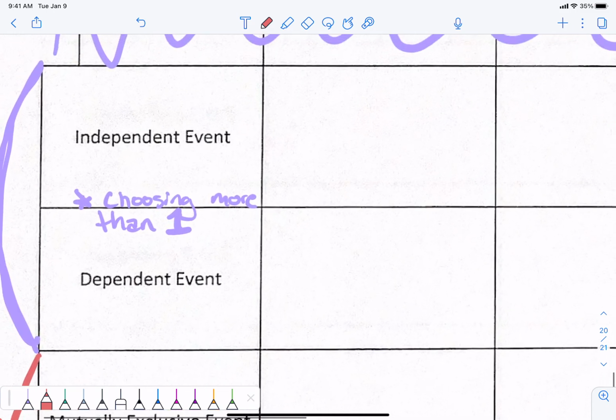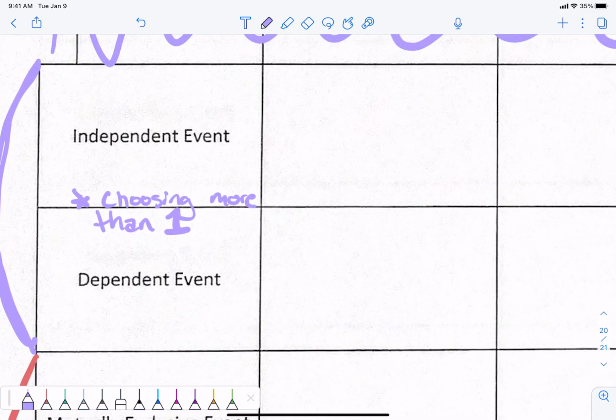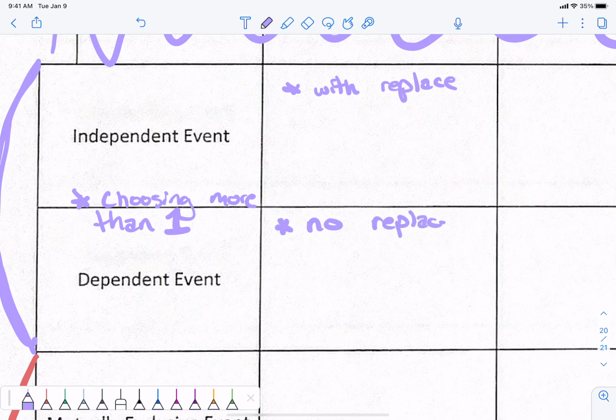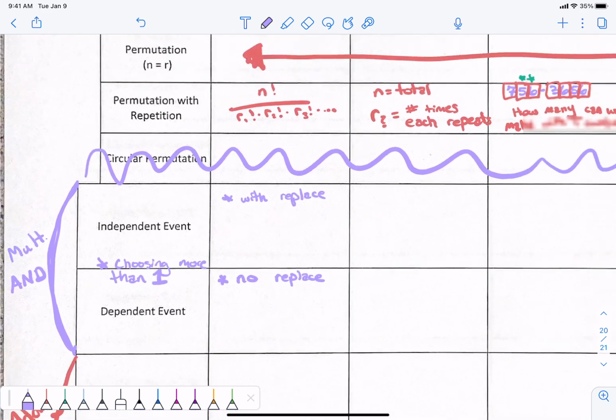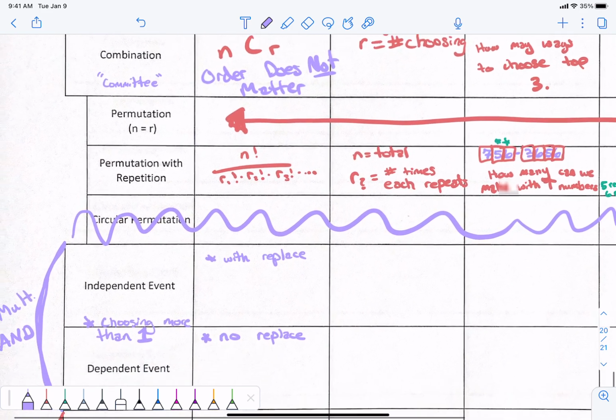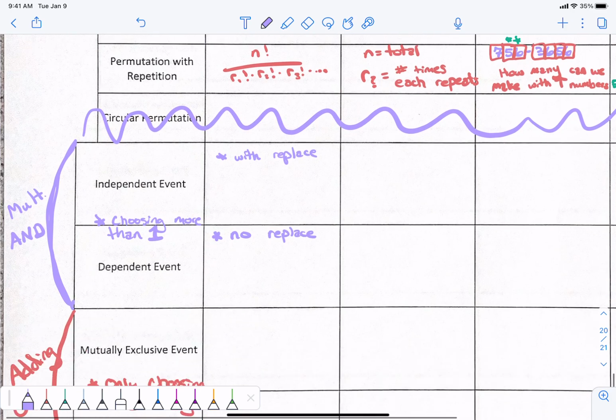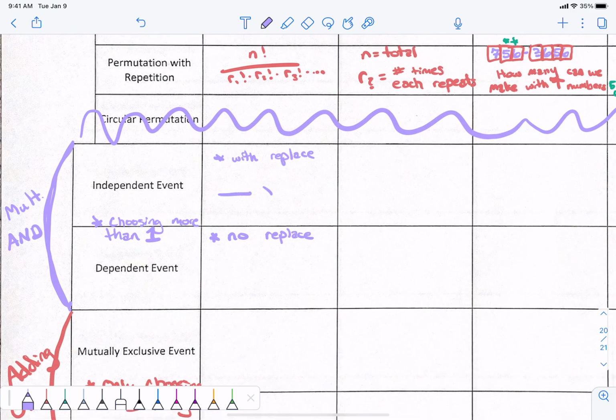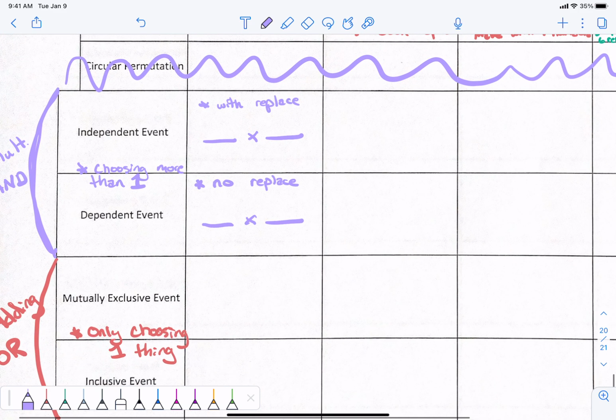Independent, dependent. If you are multiplying, a lot of times with independent, dependent, one will say with replace and the other will say no replace. Does that make sense? With replace, no replace. I forgot what my headings were. Equation: you're multiplying, something times something. This is like a fraction times another fraction, right? Good? Make sense? Okay, fraction times another fraction.